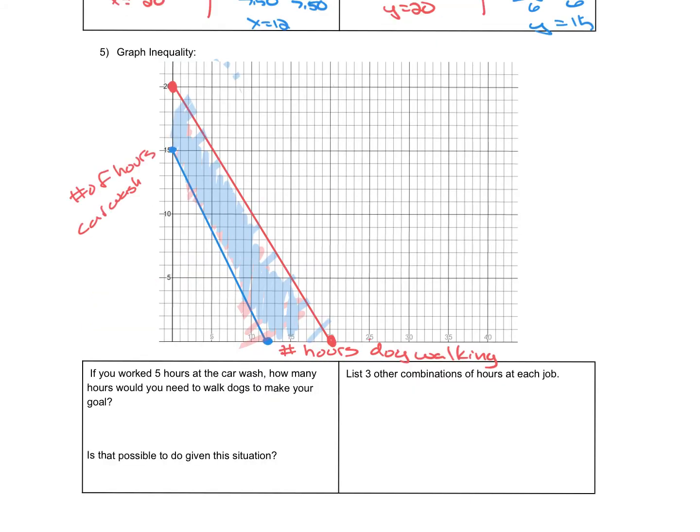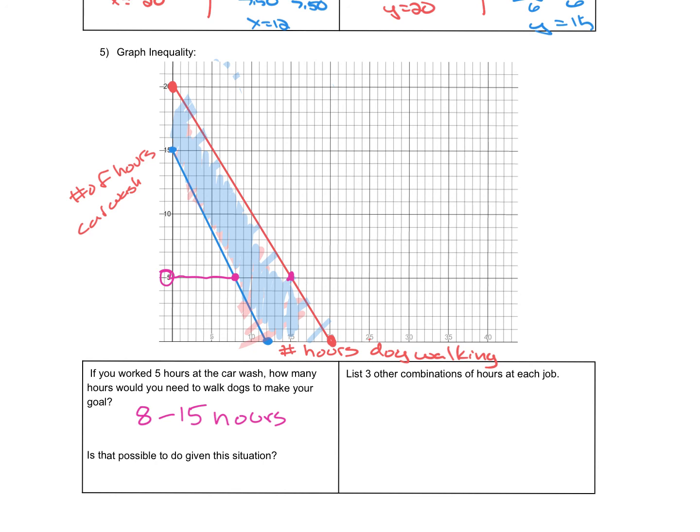Okay, so the first question here is talking about if we work 5 hours at the car wash, how many hours would you need to walk dogs to make your goal? So if we look here at 5 hours of car washing, that means if we're going to make our goal, we're coming over here, it looks like, to at least 6, 7, 8 hours. So we need to make at least 8 to get us to that $90 mark. But we would also need to look at this and say we can't go past 15. So we need to go somewhere between 8 and 15 hours.